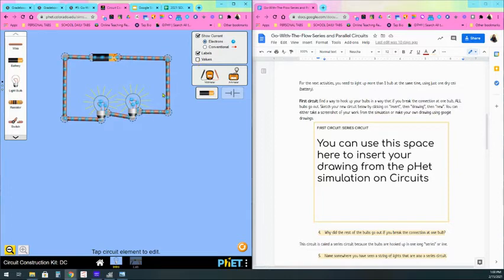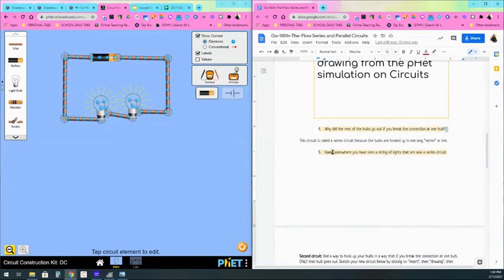So why did the rest of the bulbs go out? If you break the connection at one bulb, you could have said because there's only one path for the electricity to follow. And this circuit is called a series because the bulbs are hooked up in one long series or line.